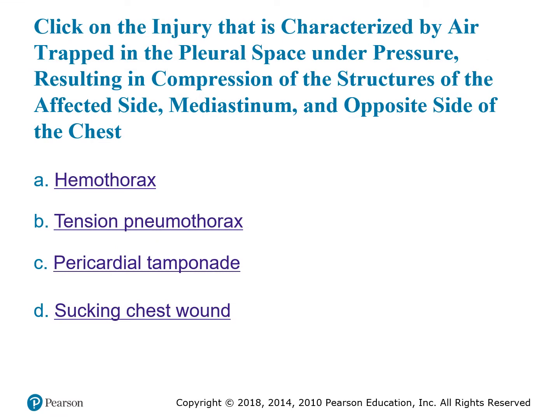Which is characterized by air trapped in the pleural space under pressure, resulting in compression of the structures of the affected side, the mediastinum, and the opposite side of the chest. Is this a hemothorax, tension pneumothorax, pericardial tamponade, or sucking chest wound? The answer is tension pneumothorax.